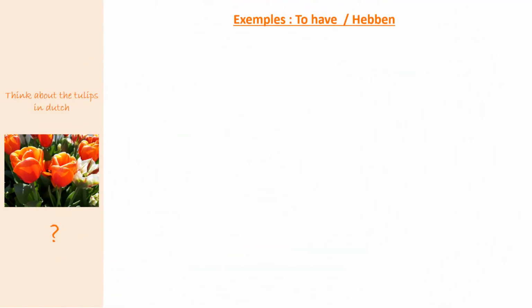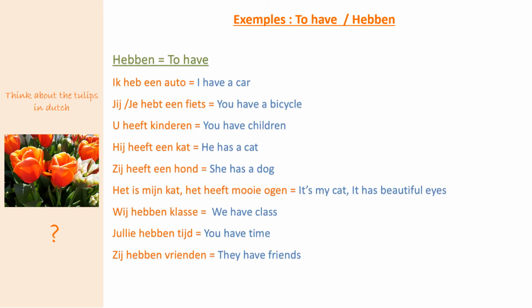And here examples for the verb to have. Hebben. Ik heb een auto. I have a car. Jij or je hebt een fiets. You have a bicycle. U heeft kinderen. You have children.